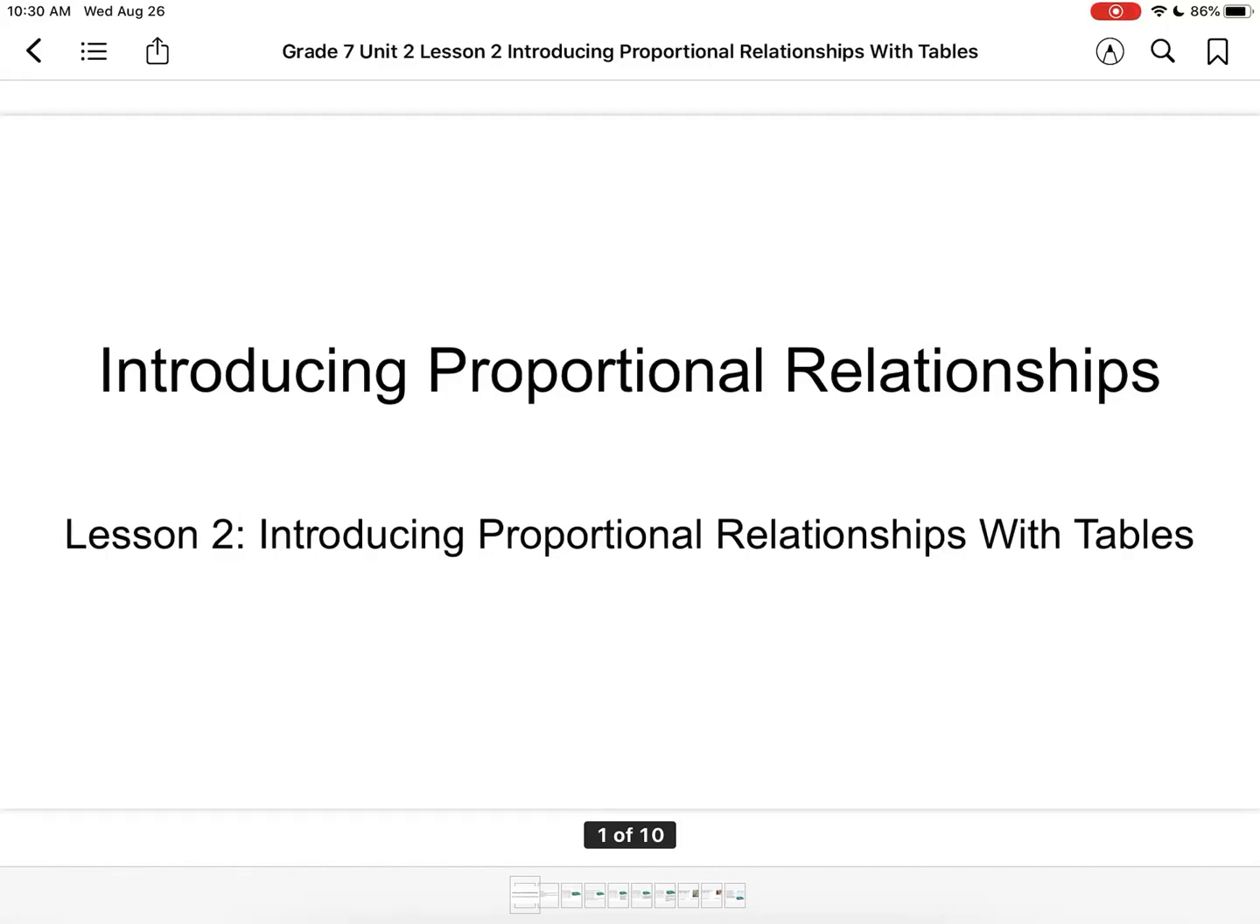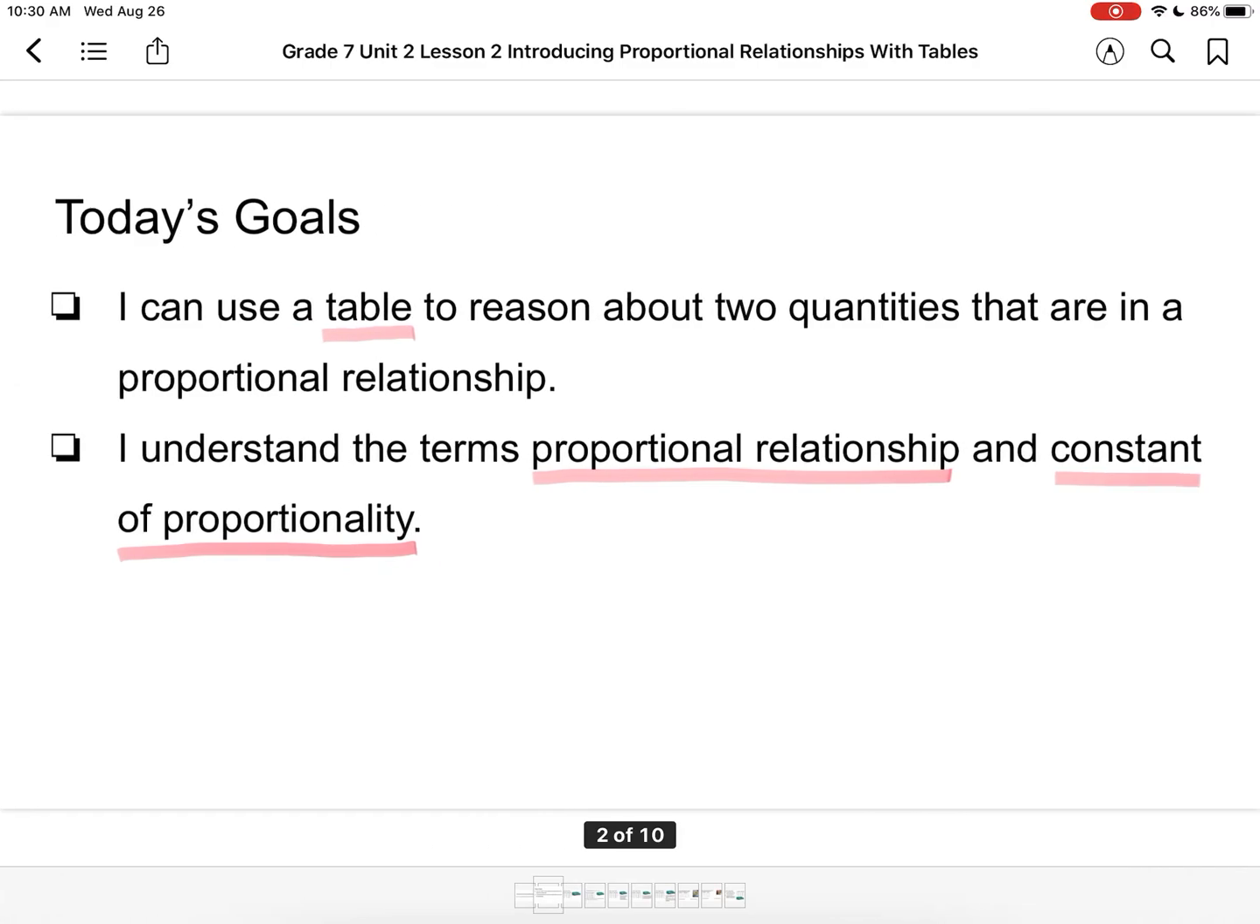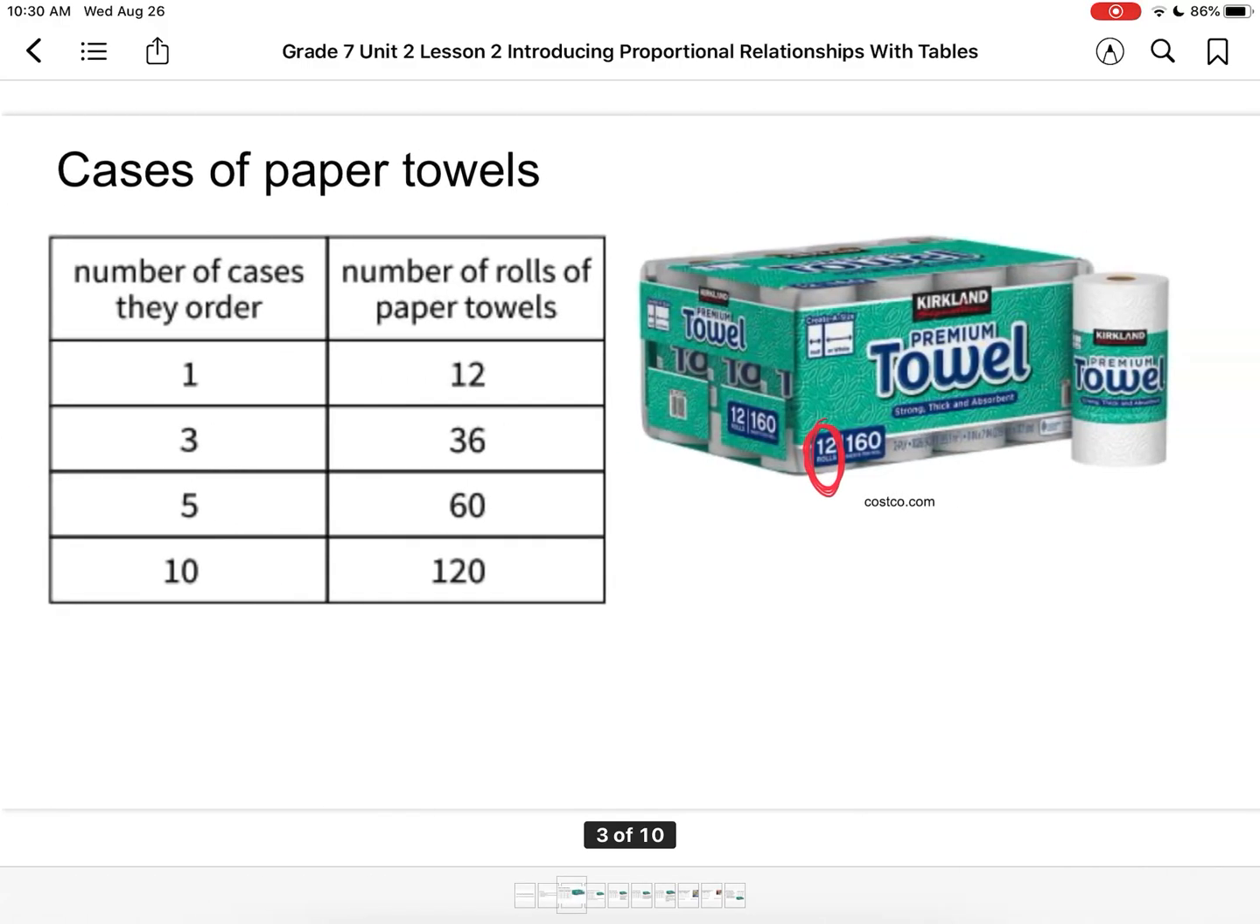Welcome back to the unit on proportional relationships. This is the second lesson, and today you're going to work with tables. You're going to use tables to reason about quantities in a proportional relationship, and you're going to learn about two very important terms for this unit: proportional relationship and constant of proportionality. And these are not as complex as they sound.